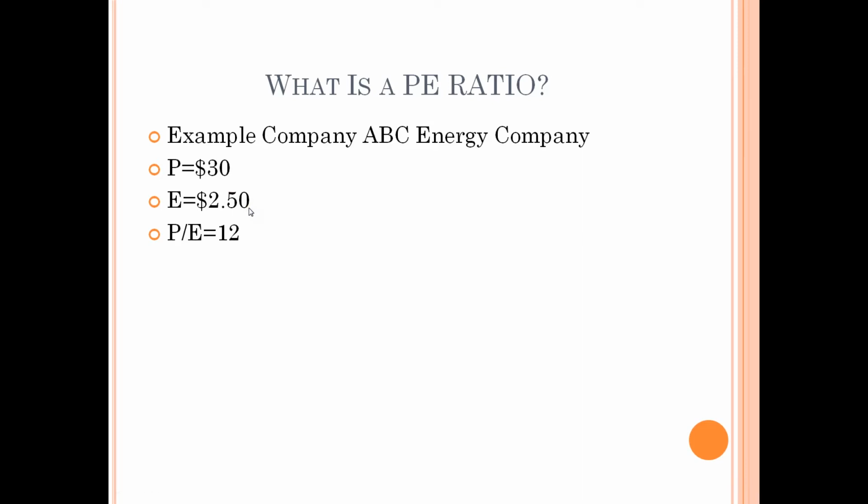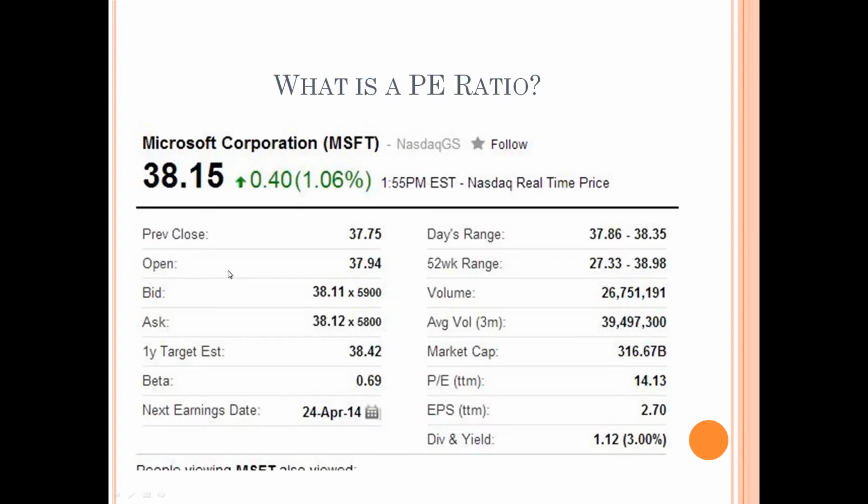That's a way to compare apples to apples when looking at companies. You can't compare IBM to Google because their earnings are different, their amount of shares outstanding are different, and the price is almost irrelevant if you don't understand the earnings and the outstanding shares. The PE ratio is a way to compare apples to apples from one company to another.